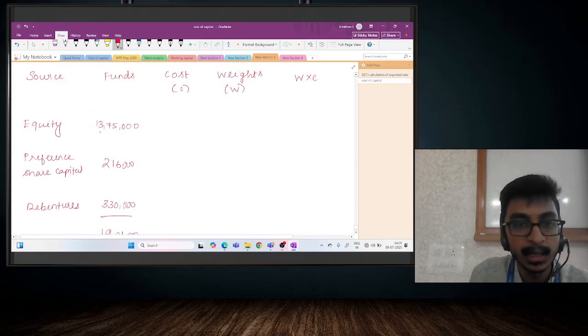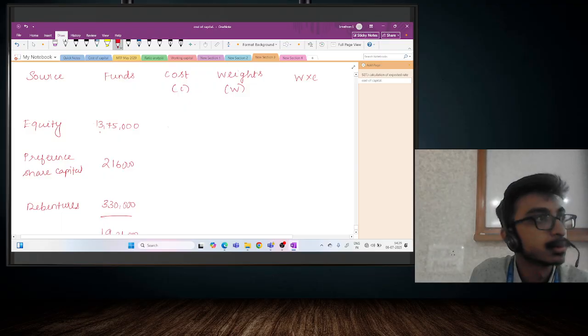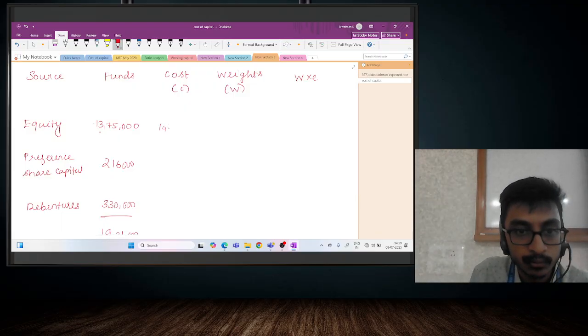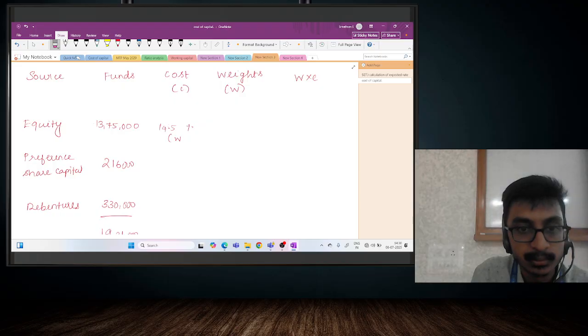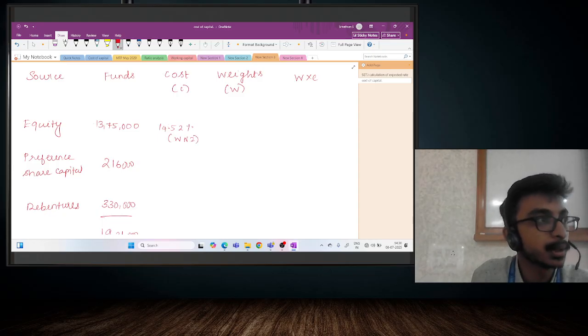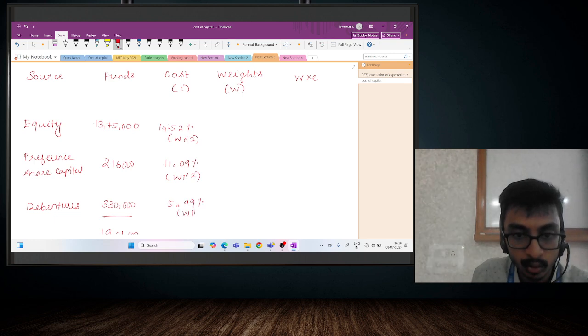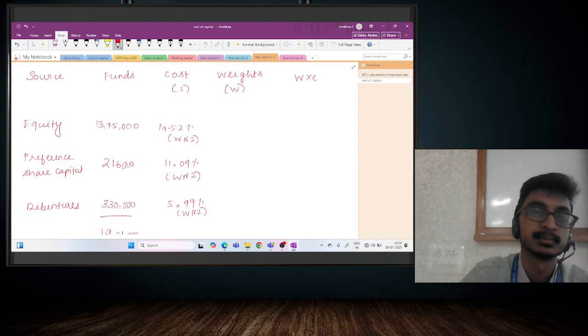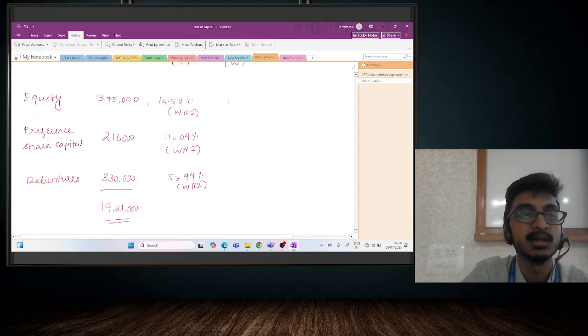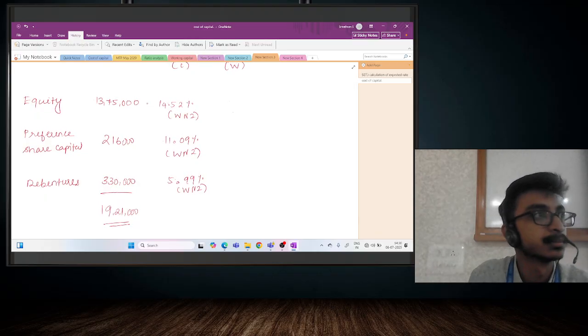Now what is the cost of equity we calculated? 14.54 percentage. This is from working note 2. And cost of preference share capital, 11.09 percentage from working note 2. Debentures, 5.99 percentage from working note 2. So now what are the weights? Weight of equity, weight of preference share capital and weight of debentures.